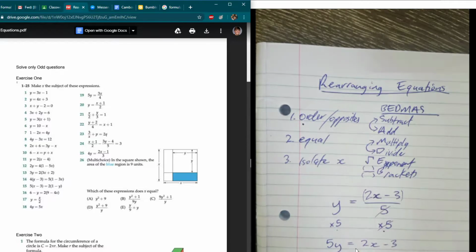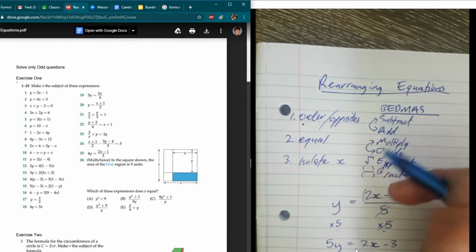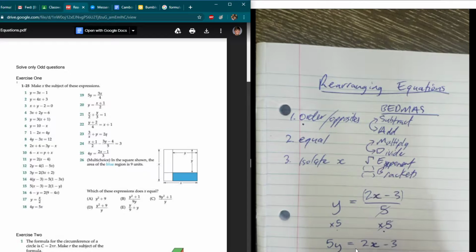So let's follow our steps again. We are isolating this x. Is there any subtraction? Yes, there is. Let's do the opposite. So we are going to add 3 on this side. If we add 3 on the right hand side, we need to keep it equal, so we're going to add 3 on the left hand side as well. So on this side we're left with 5y plus 3. And on the right hand side, this minus 3 and this plus 3 cancel out. So we're just left with 2x.